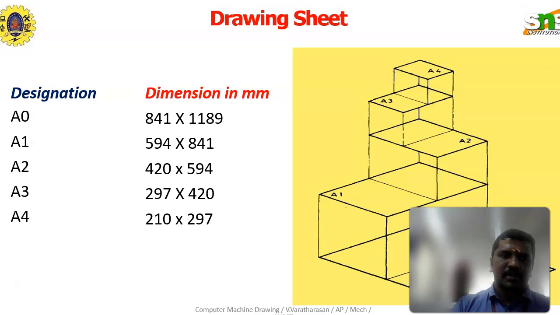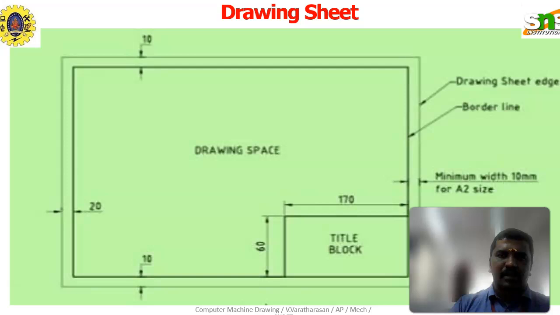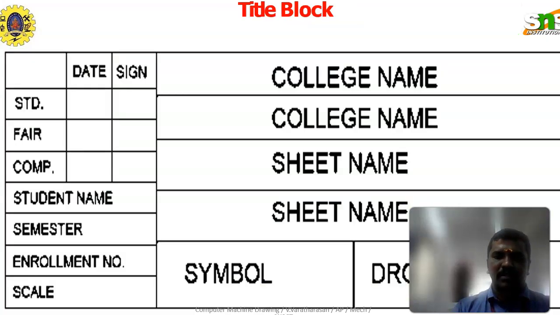Then the drawing sheet: how the drawing sheet dimensions look, and how space is given for everything like the margin and the title block, and how we allocate the title block measurements. These are the things we saw in the previous lecture series, and how the title block should look.